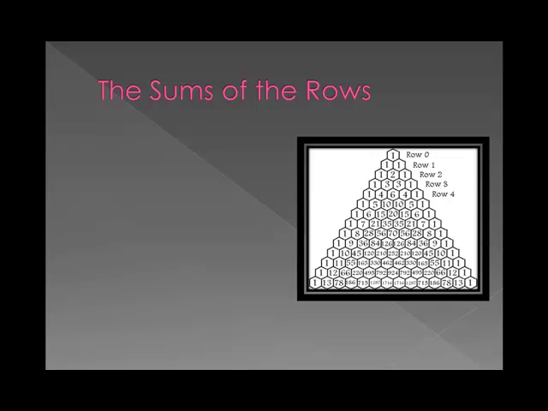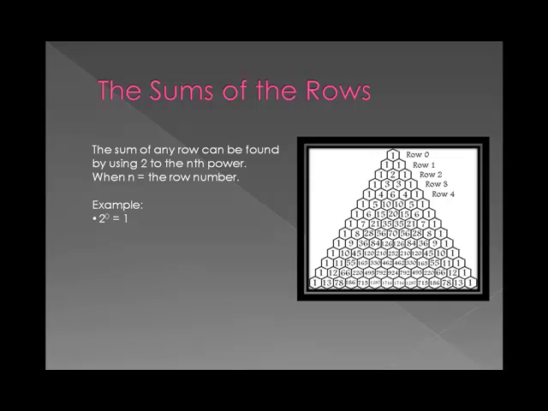the sums of the rows is the first pattern we will look at. The sum of any row can be found by using 2 to the nth power when n equals the row number. Examples are 2 to the 0 equals 1. As we can see in row 0, the sum is 1. 2 to the first power equals 2. As we can see in row 1, 1 plus 1 gives us 2. 2 squared would give us 4. As we can see in the second row, 1 plus 2 plus 1 also gives us 4. And in row 3, we would have 2 cubed gives us 8. And we would have 1 plus 3 plus 3 plus 1 gives us 8.